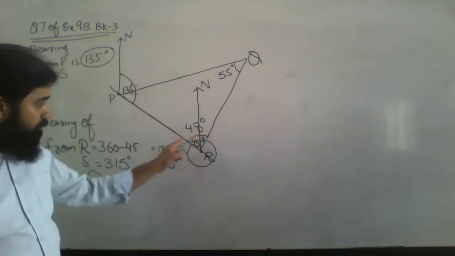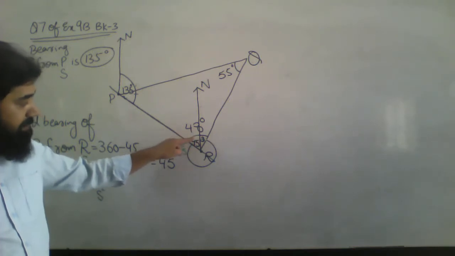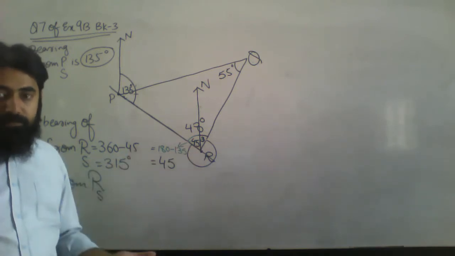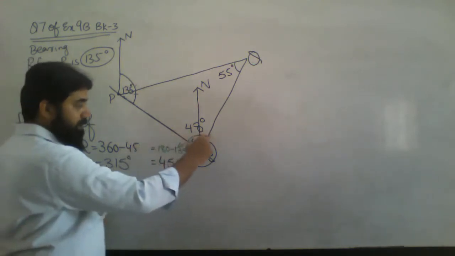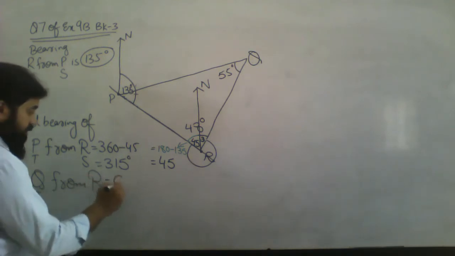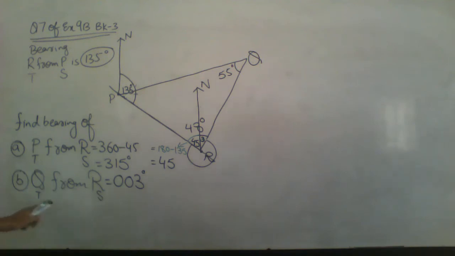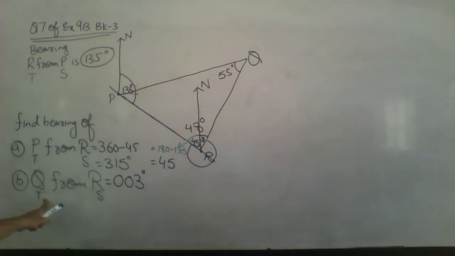This whole was given to me as 48. In the previous part I have got this as 45. So what will be this part? 48 minus 45. So this is going to be 3. When I simplify it, the result will be 003 degrees. Okay, the bearing will be 003 degrees for part B.